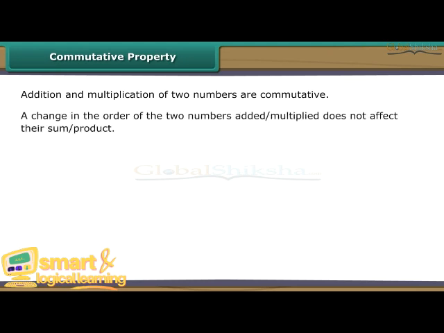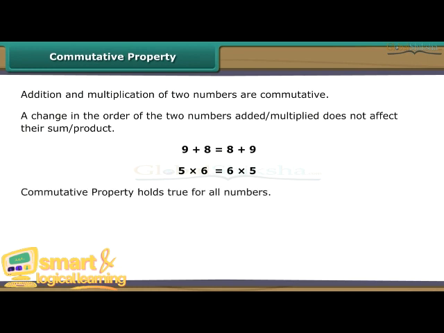In other words, a change in the order of the two numbers added or multiplied does not affect their sum or product. 9 plus 8 is the same as 8 plus 9. 5 into 6 is the same as 6 into 5. The commutative property holds true for all numbers. We can therefore generalize it with variables as a plus b is equal to b plus a, and a into b is equal to b into a.